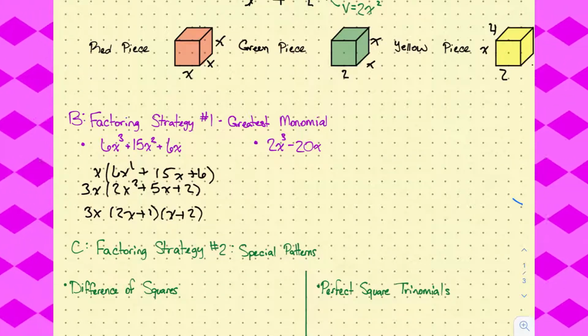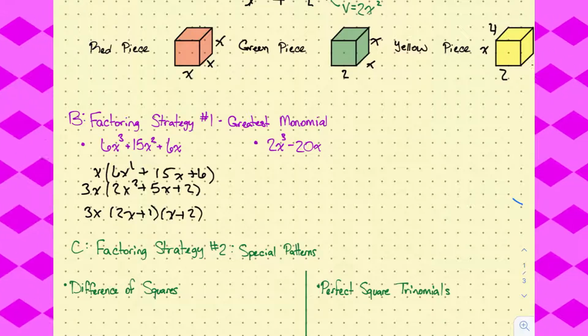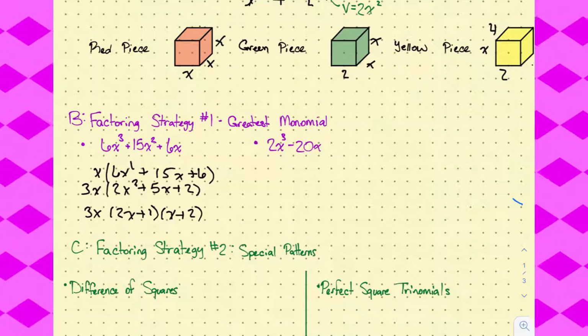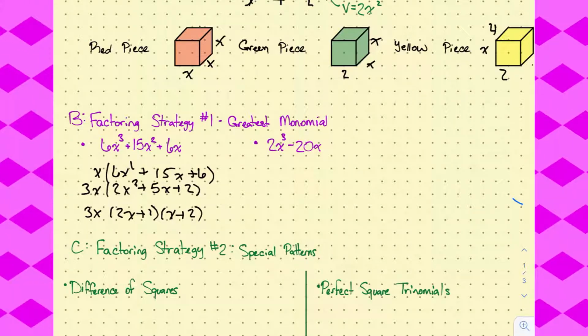As we look at the second example, we've got 2x cubed minus 20x that we want to try to factor. First, it's important to note that each term is even and each term has an x.